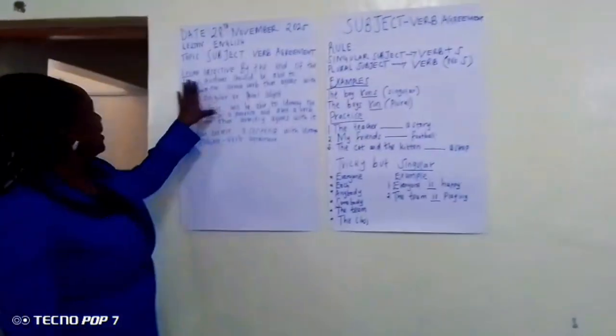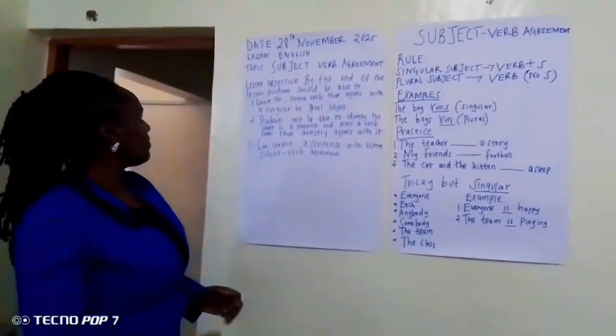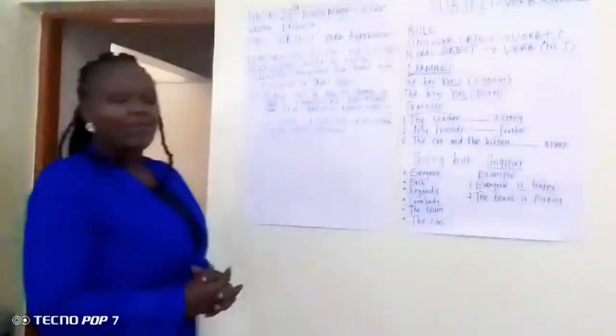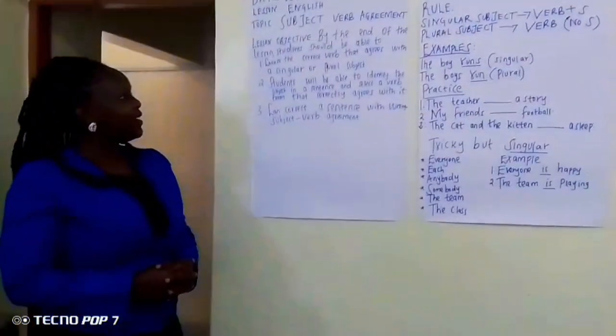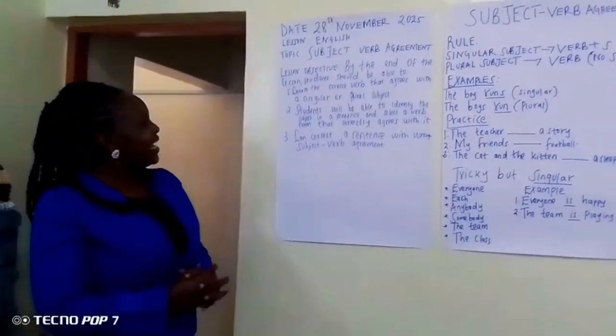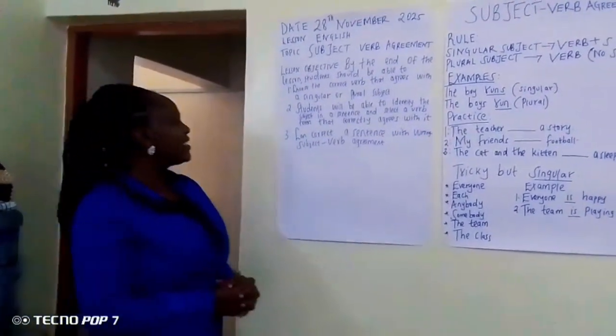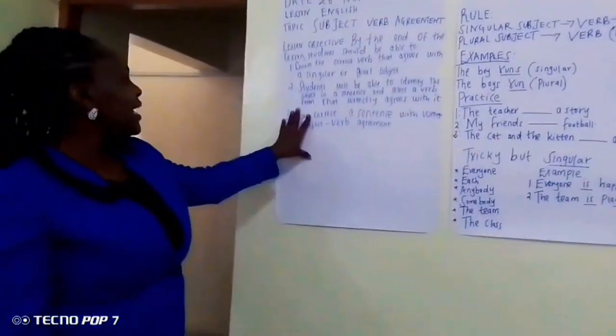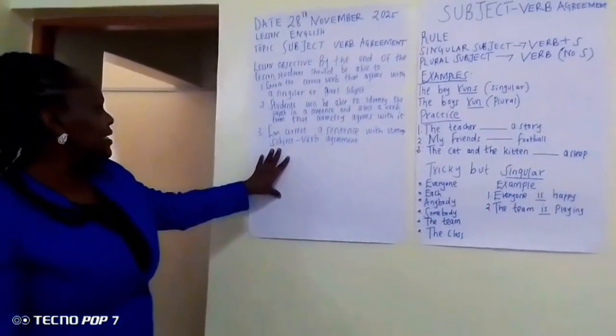Our topic today is subject-verb agreement. By the end of this lesson, we should be able to choose the correct verb that agrees with either a singular or plural subject. You should also be able to identify the subject and the verb in a sentence.